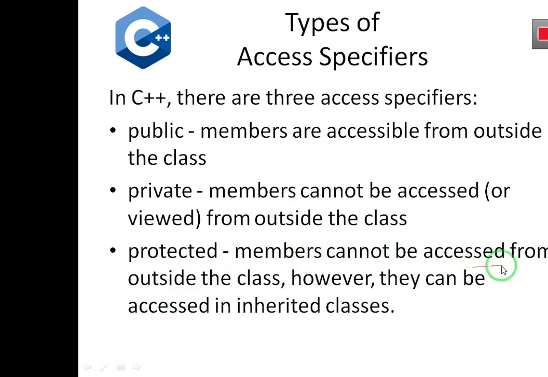Protected members cannot be accessed from outside the class, however they can be accessed in an inherited class. We will discuss the protected access specifier in the lecture on inheritance. It is also an object-oriented feature in C++: encapsulation, inheritance, polymorphism. We will see in our next video lectures the function of protected. Till now, the concept of protected is that members cannot be accessed from outside the class, however they can be accessed in an inherited class. So we have limited access in protected.